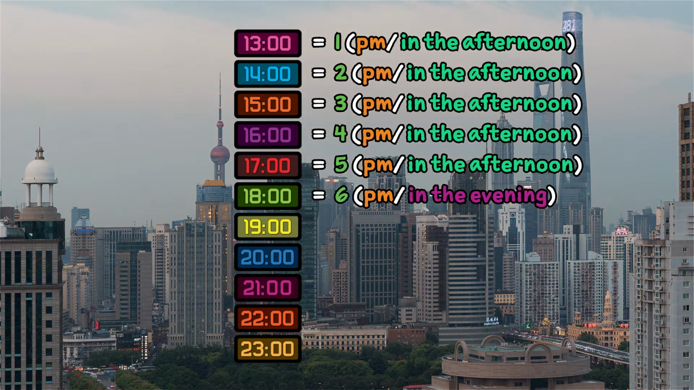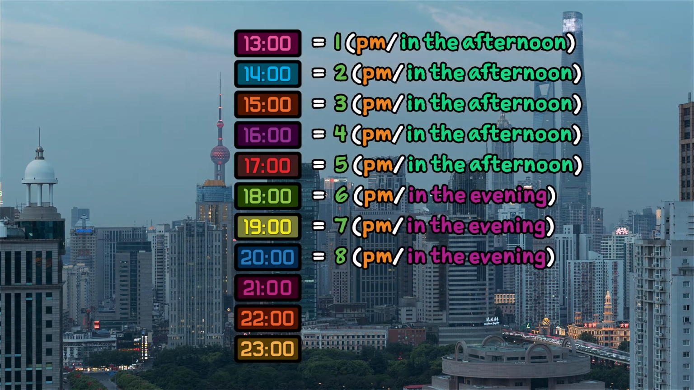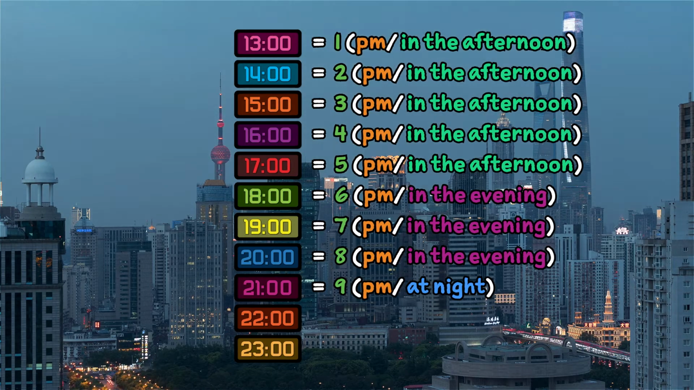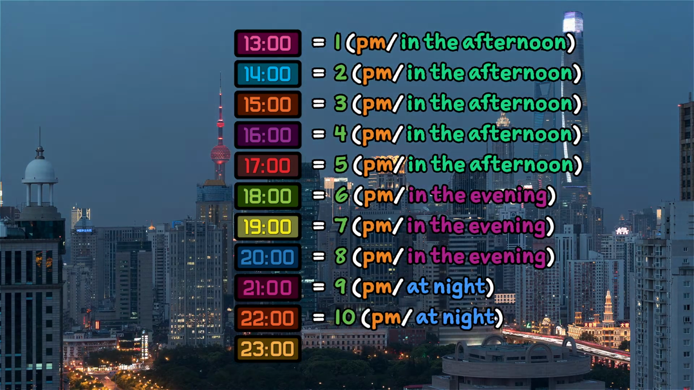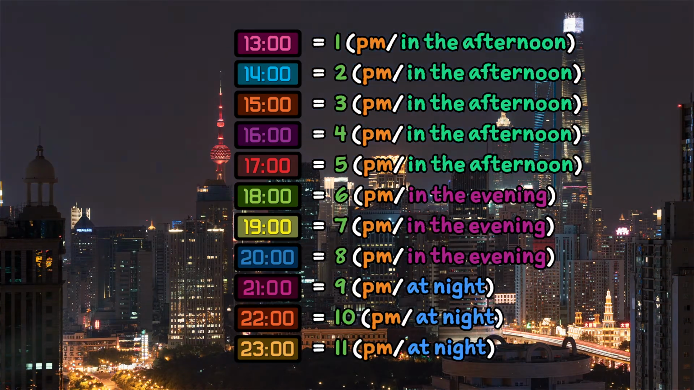from this point we can say in the evening. 19 is 7, 20 is 8, 21 is 9, and from this point we can say at night. 22 is 10, and 23 is 11. You try reading these times using the 12-hour clock. You can even try saying the time using PM or in the evening or at night.